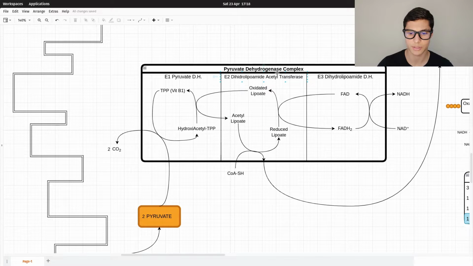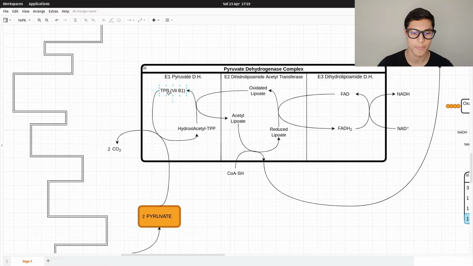So, the Pyruvate Dehydrogenase complex is an enzyme which has three parts, as you can see. The first one is called E1 or Pyruvate Dehydrogenase. What this enzyme does is decarboxylation on the pyruvate. It gets rid of carbon in form of CO2. It has the help of vitamin B1, in this case thiamine pyrophosphate. Pyrophosphate means two phosphate groups together. So it's a vitamin B1 with two phosphates.